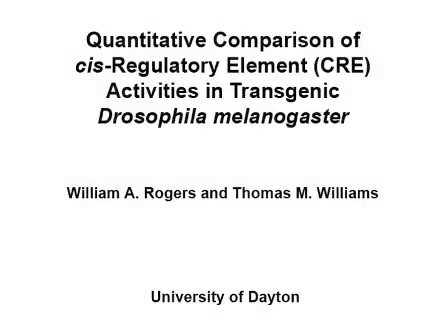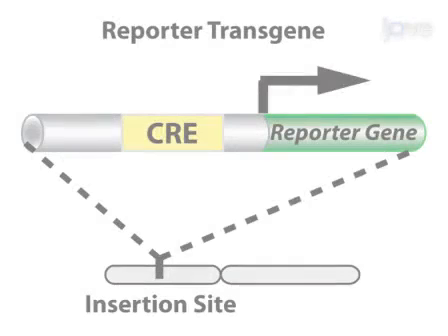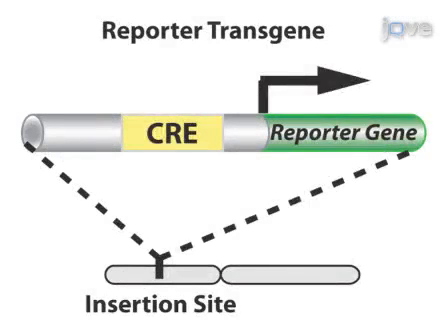The overall goal of this procedure is to quantitatively measure the gene regulatory activities of cis-regulatory elements, or CREs, active during Drosophila melanogaster metamorphic development. Begin with site-specific integration methods to generate lines of CREs transgenically incorporated as reporter transgenes.